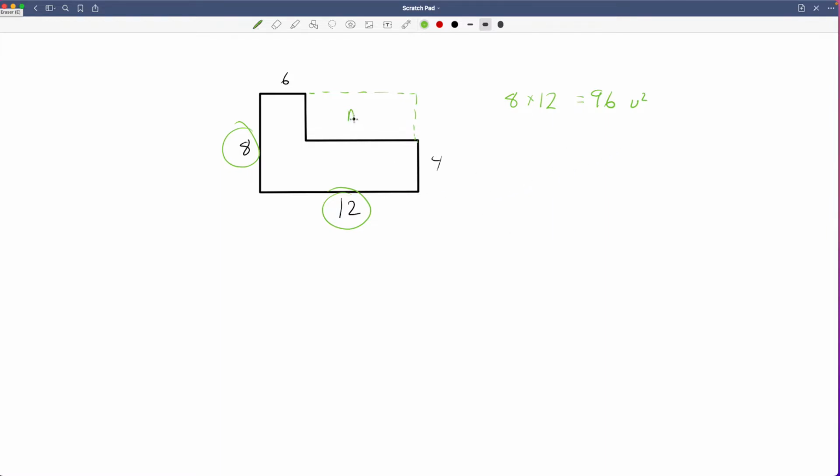But then we would come over here and we've got to eliminate area 1 because it isn't there. So we would figure out what that is. If this is 4 and this is 8, then this is 4, because 4 and 4 is equal to 8. I know this is not to scale, but that's what the measurement is. If this is 6, then this is 6, because 6 and 6 is 12. So this little box here has to be 6 by 4. So 6 times 4 would equal 24 units squared, and we would subtract those from one another.